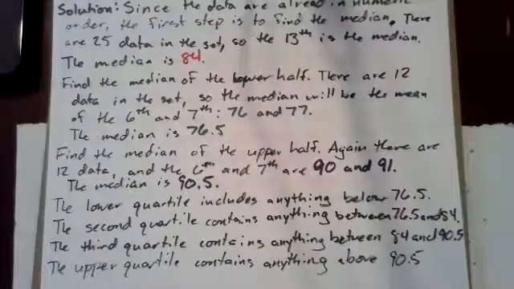Then the lower quartile includes anything below 76.5. The second quartile contains anything between 76.5 and 84. The third quartile contains anything between 84 and 90.5, and the upper quartile contains anything above 90.5.